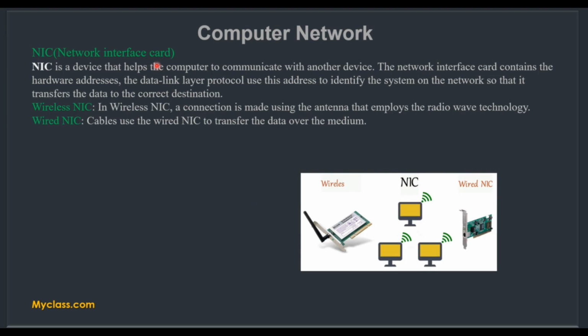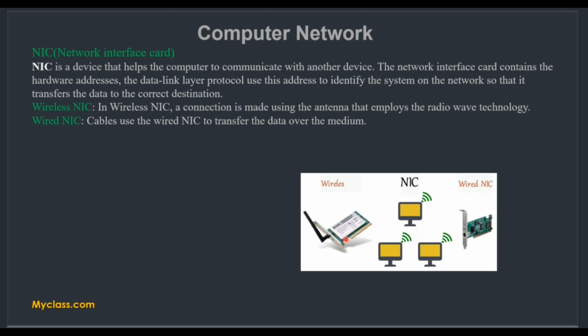So first one is NIC, network interface card. NIC is a device that helps the computer to communicate with another device. The network interface card contains the hardware address. Each device must contain a network interface card, so that it holds a unique address that we can call a MAC address or hardware address. With the help of this address, we are communicating with that particular device. So that is very important. With the NIC, we are determining the device's correct address.